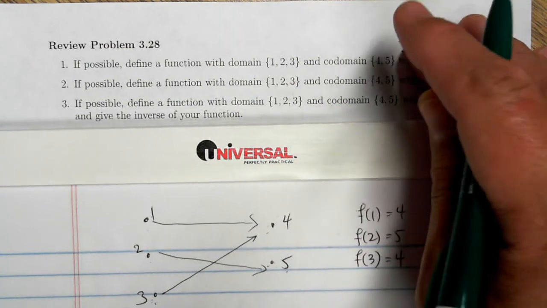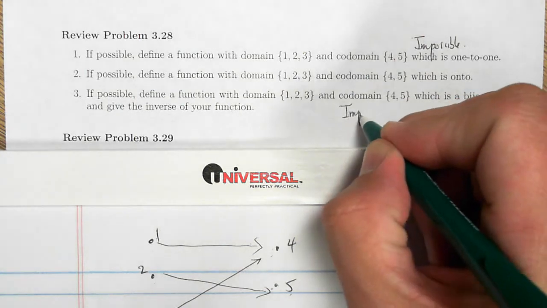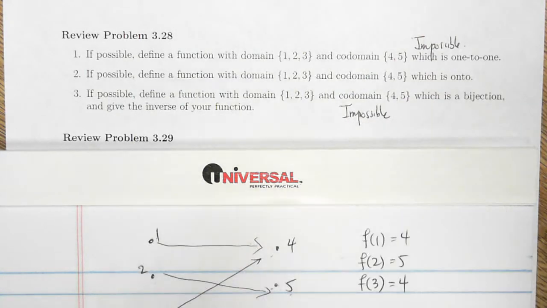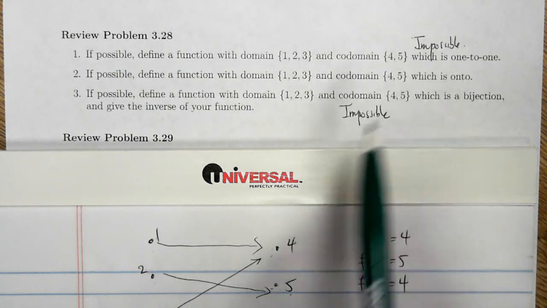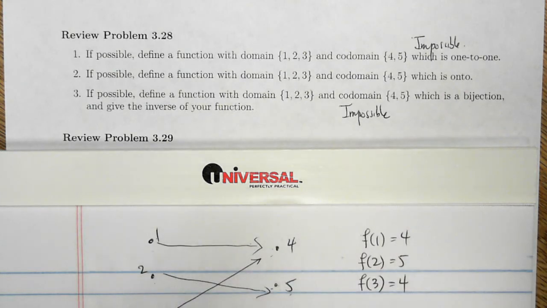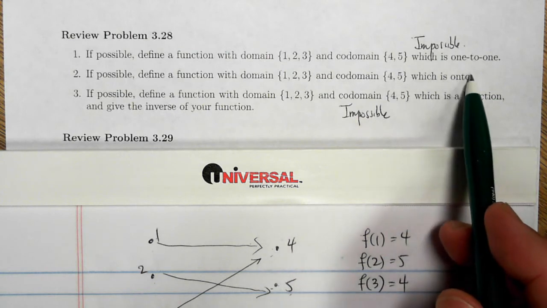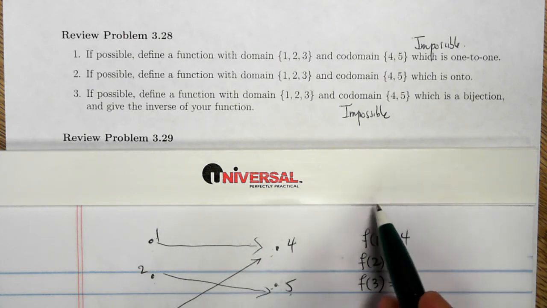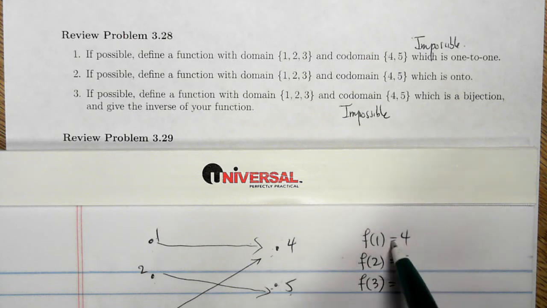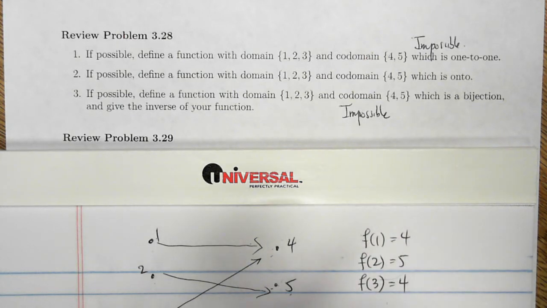Number 3 is impossible. And the reason that's impossible is because if it's a bijection, it has to be both one-to-one and onto, so that can't happen. Now, for the one that was onto, this is one possible solution. Obviously, there's plenty of ways that a function could be defined so that it's onto the codomain here. The problem only asks for one of them, and so this is one possible way to do it.